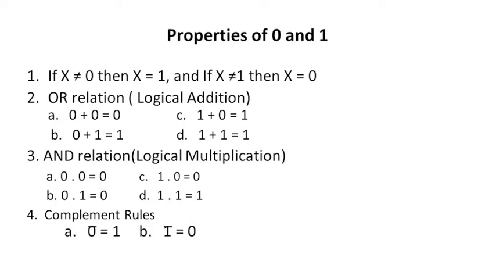OR relation, logical addition. 0 plus 0 is equal to 0, 1 plus 0 is equal to 1, 0 plus 1 is equal to 1, 1 plus 1 is equal to 1. This is the OR relation. If any one of the inputs is 1, then the output will be 1.